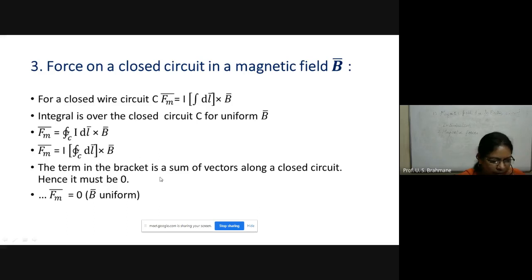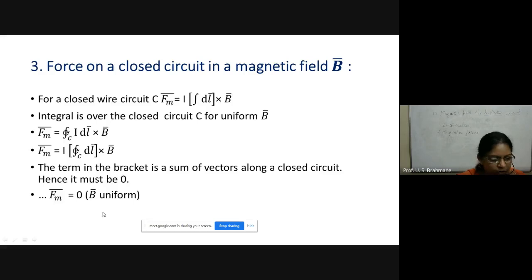The term in the bracket is a sum of vectors along a closed circuit. Hence it must be 0. So remember that the sum of the vectors along a closed circuit must be 0. So Fm equal to 0 if B vector is uniform. This is very important, that if B is not uniform, then Fm is not 0. But since B is uniform, we have Fm equal to 0.